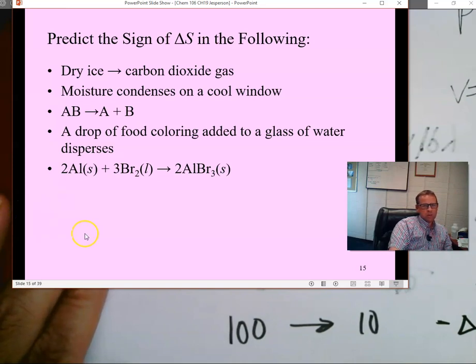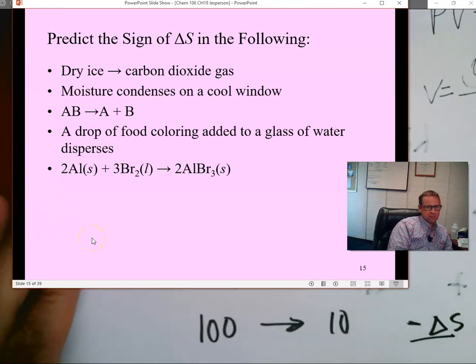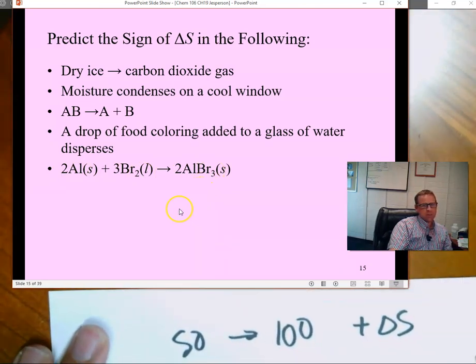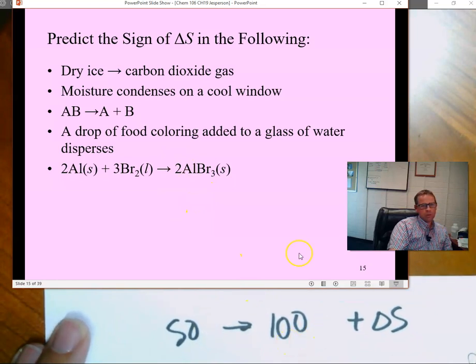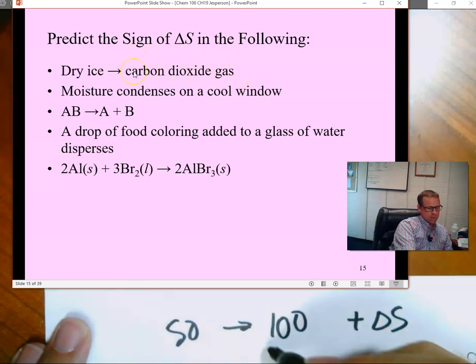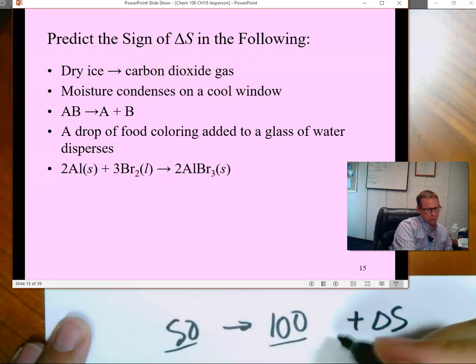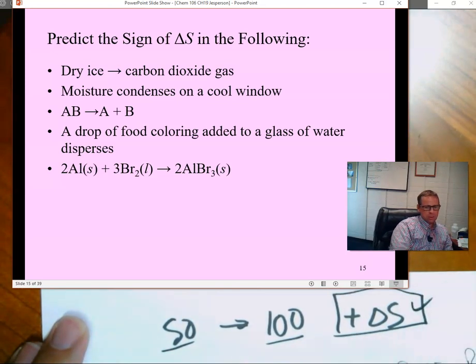So when we get a negative delta S, things are getting more ordered. Positive delta S, things are getting more disordered, right? So again, the dry ice going to carbon dioxide. Carbon dioxide is more disordered. It gets the higher number over the dry ice. Positive delta S if things are getting more disordered.